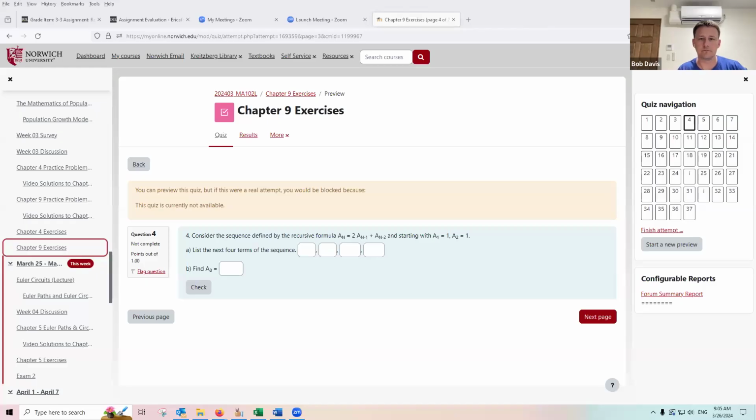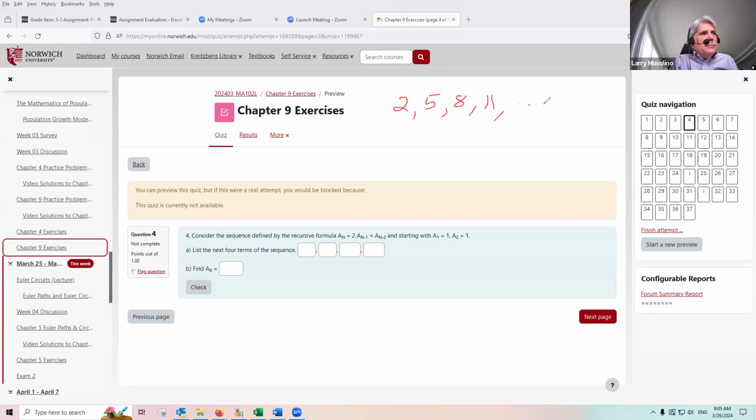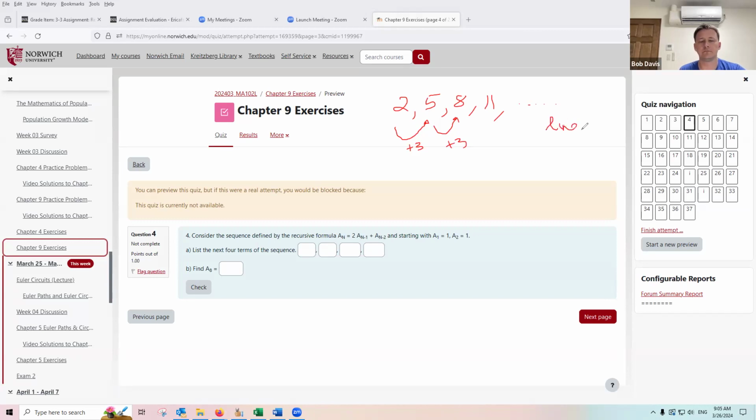Okay, good. So there's a couple of kinds of sequences that we sometimes come across. Let me give you an example. 2, 5, 8, 11, and so on. Well, I'm noticing here a pattern that to get from one term to the next, you add 3. So we call this a linear sequence.